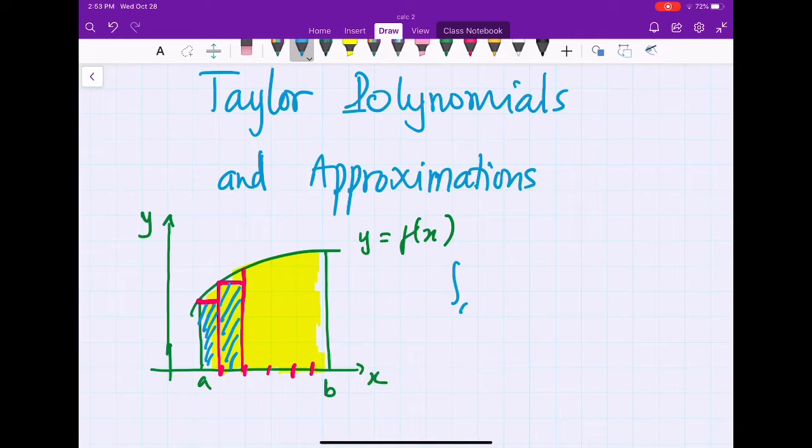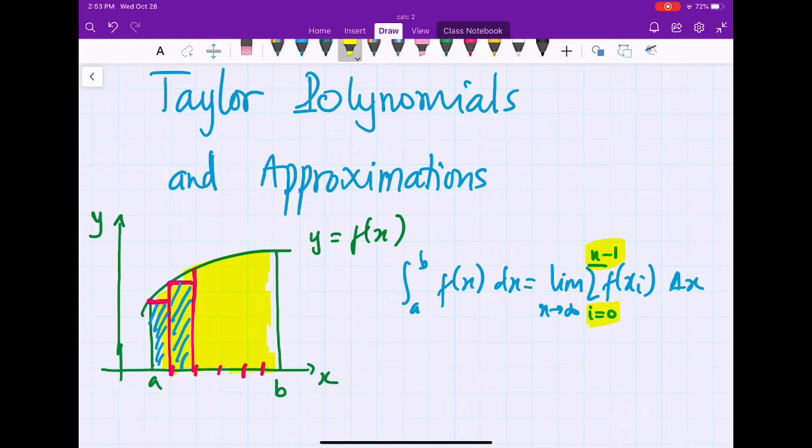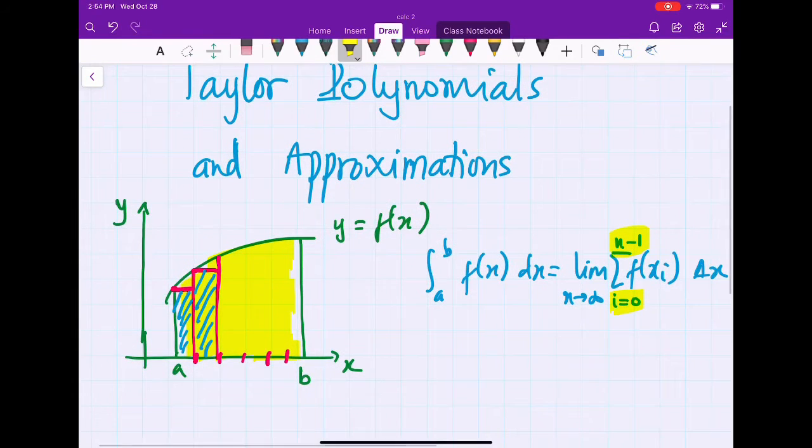So we know the definite integral from a to b of f(x) dx is equal to the limit of the Riemann sum. I write the Riemann sum f(x_i) Δx, where i runs from 0 to n minus 1, when n approaches infinity. We use left endpoints, so that's why the index i runs from 0 to n minus 1. All right. So how do we see approximation in here, right?